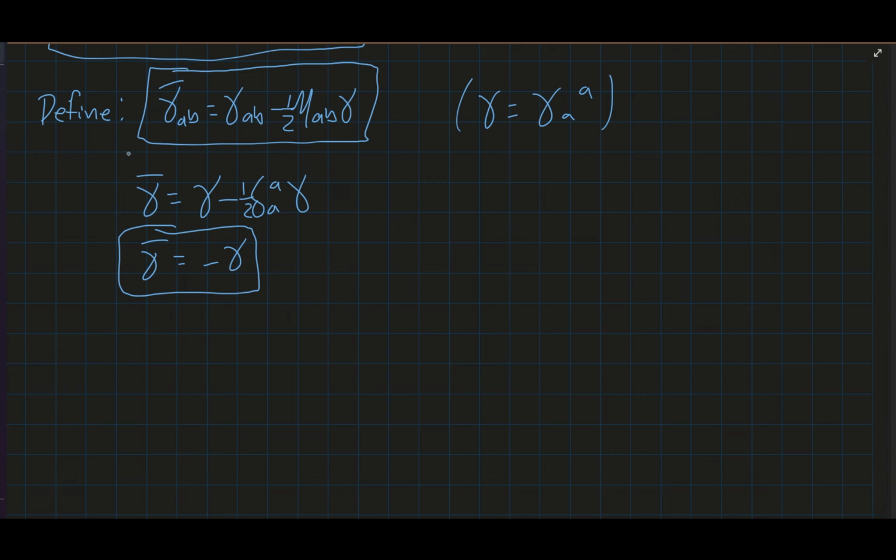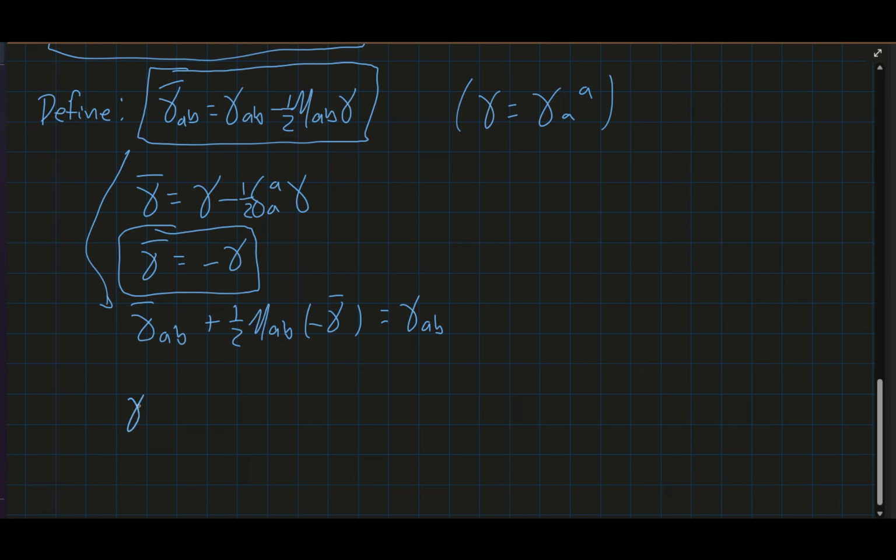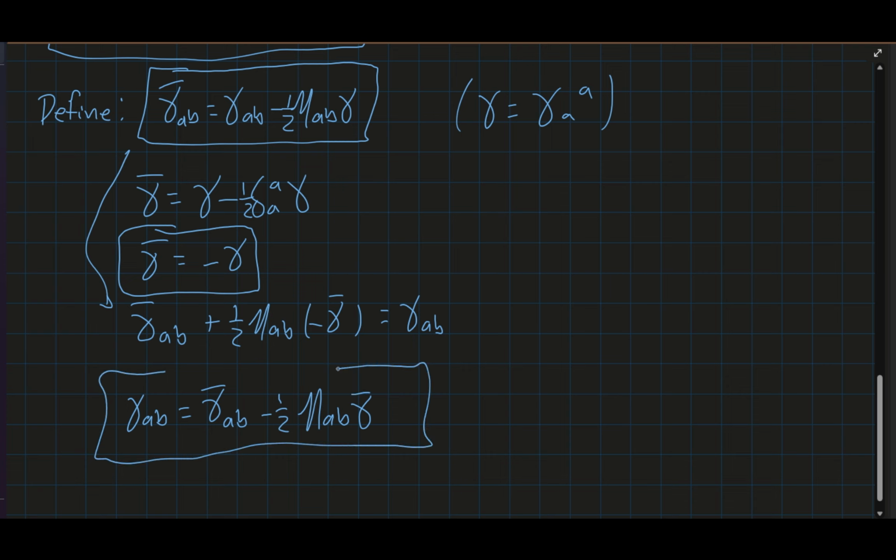Then we can also go ahead and invert this one using these facts. So we can say that gamma bar AB, and then let's take the eta term over to this side, 1/2 eta AB, and then this is going to be a gamma, but we know that gamma is just minus gamma bar, and this is going to be set equal to gamma AB. So let's flip it around now because we're looking for an equation on gamma AB. Gamma AB equals gamma bar AB minus 1/2 eta AB gamma bar. So just a backwards version of the equation we first wrote down.